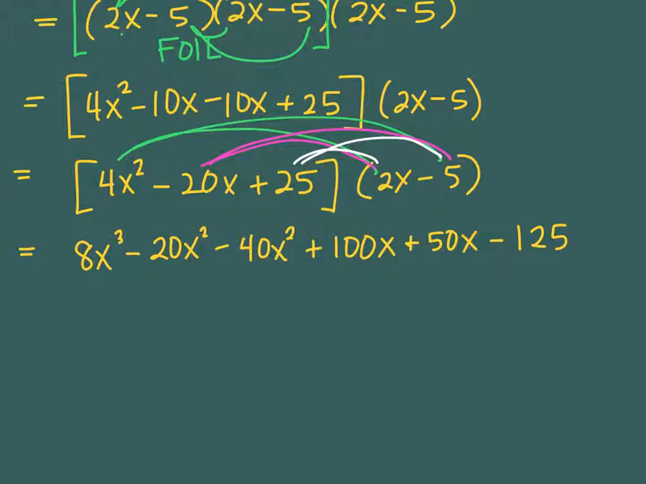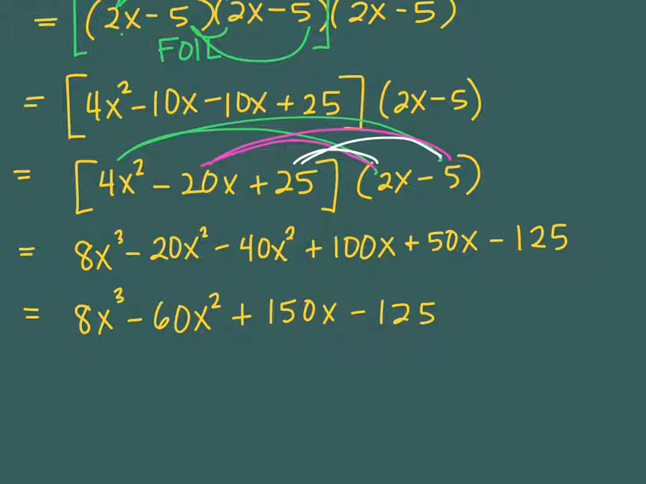So that's the process of superFOIL. Take the first one and distribute it all the way back. Take the middle one, distribute it all the way back. Then take the last one and distribute it all the way back. Then we group together our like terms. So our final answer is 8x cubed minus how many x squareds? 60. And then plus how many x's? 150, minus 125. And so that is the result of a FOIL and a superFOIL problem at the same time.